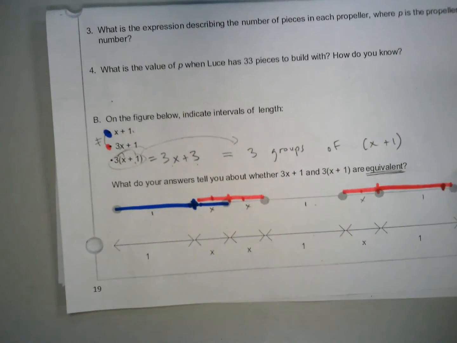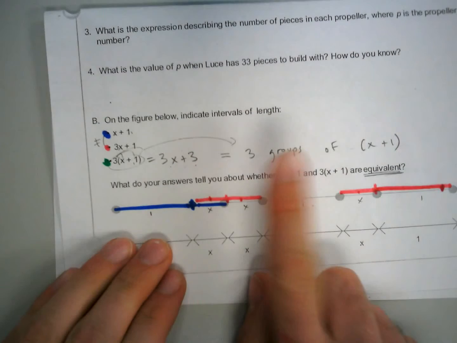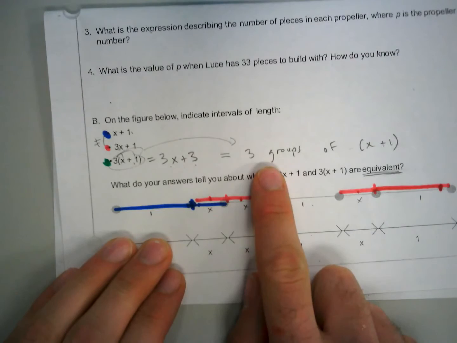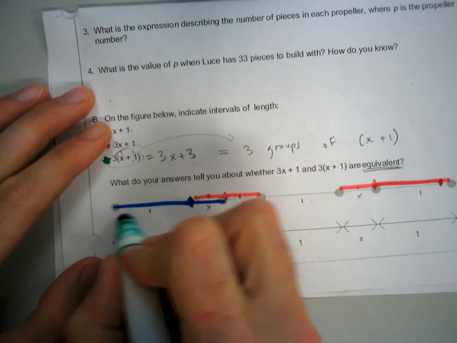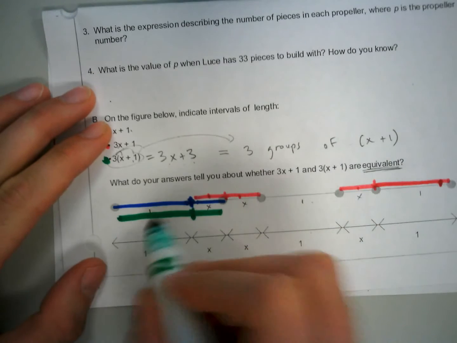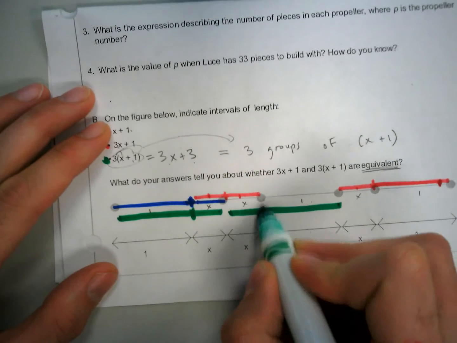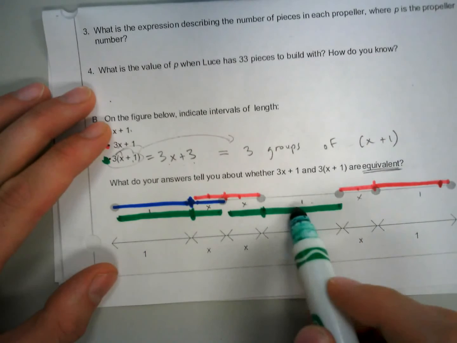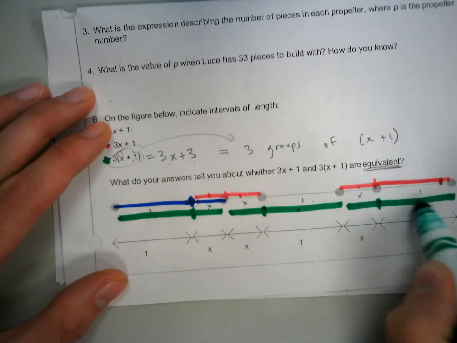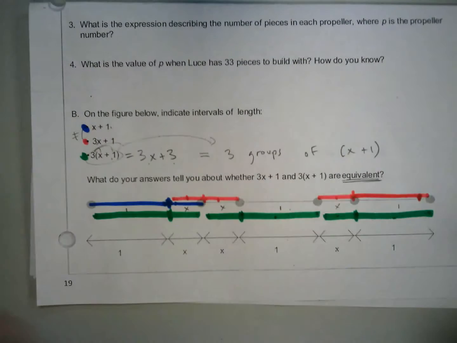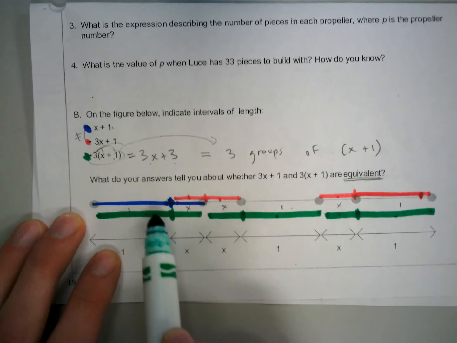Let's do the last one. 3 times x plus 1. This is where this 3 groups of x plus 1 comes in handy. Here's a group of x plus 1. An x and a 1. Here's a group of an x plus 1. An x and a 1. And here's another group of an x and a 1. X and 1.